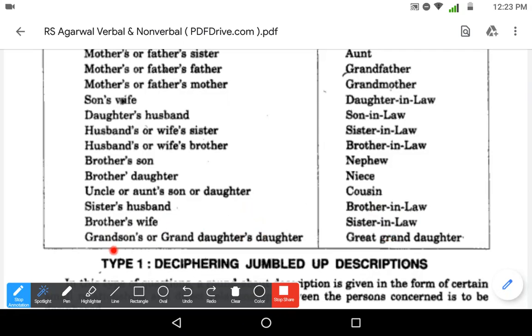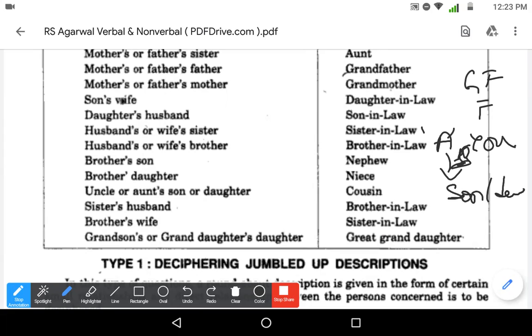Then grandson's or granddaughter's daughter is great granddaughter. This is like generation. Okay, grandson. When will you get the grandson? You have grandfather, you have your father, and it is you. Now, let's make it very clear. If this is a person A, now if A has a son or daughter, it will become granddaughter or grandson for your father.